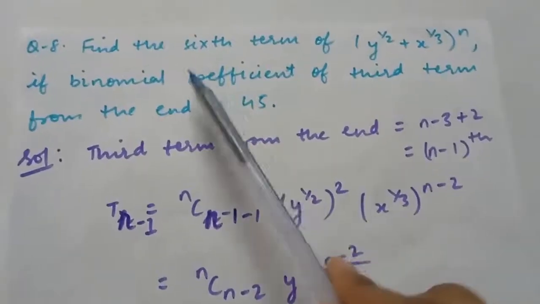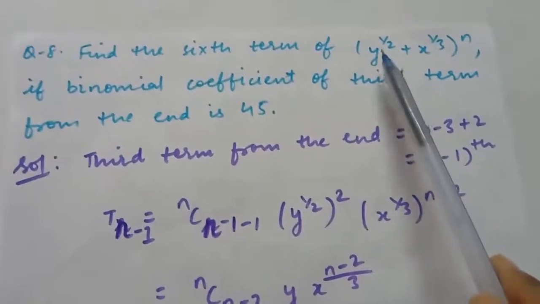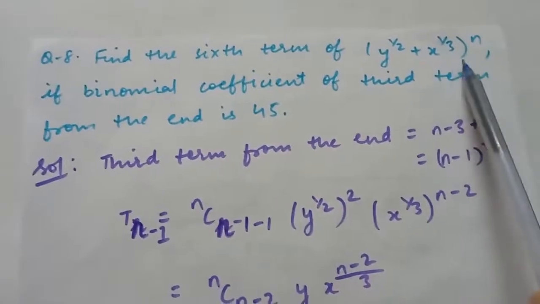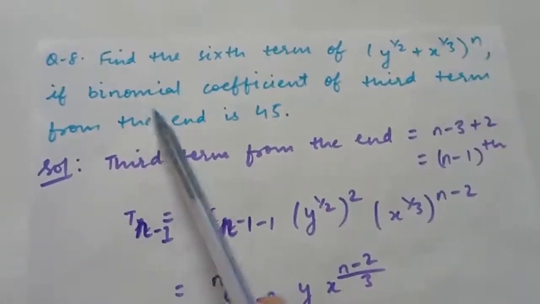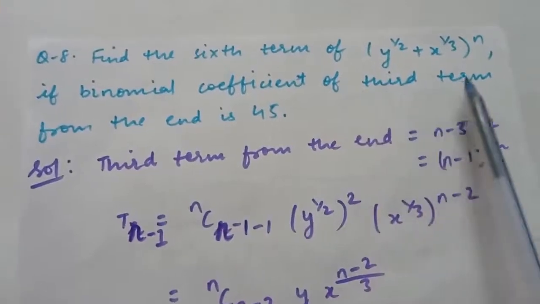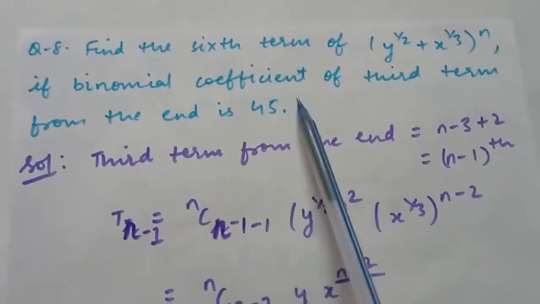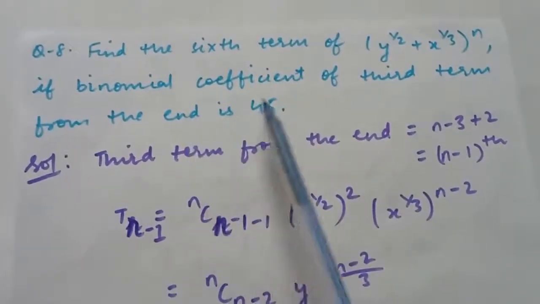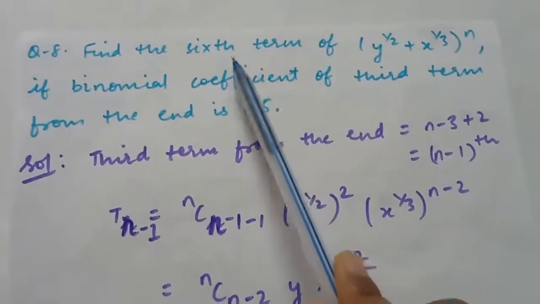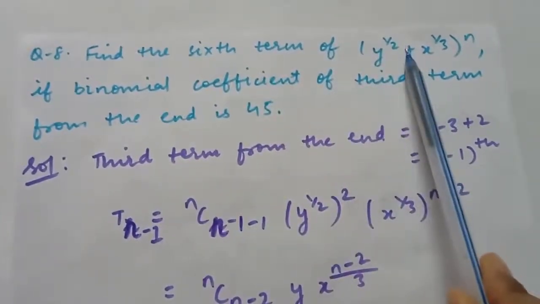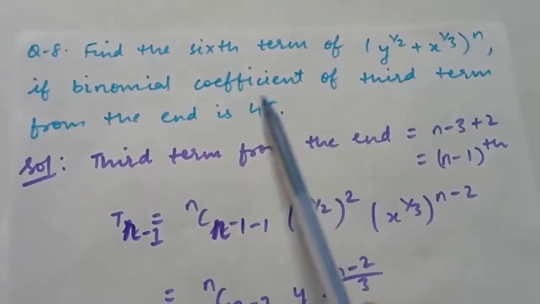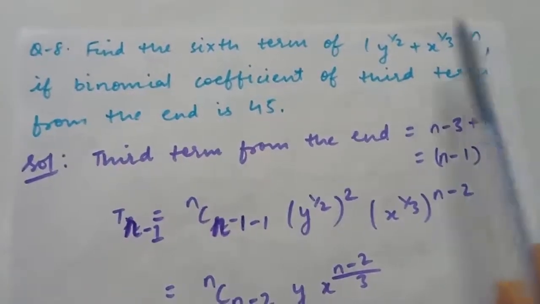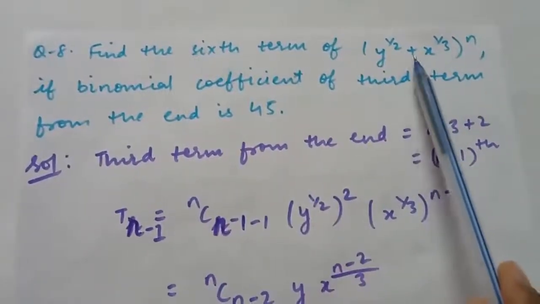Question number 8. Find the sixth term of the expansion (y raised to the power half plus x raised to the power 1 by 3) whole raised to the power n if the binomial coefficient of the third term from the end is 45. The coefficient of the third term from the end is given as 45. We have to find the sixth term of this expansion. So first of all, using this given result, we will find the value of n, and after then we will find the sixth term of this expansion, right?